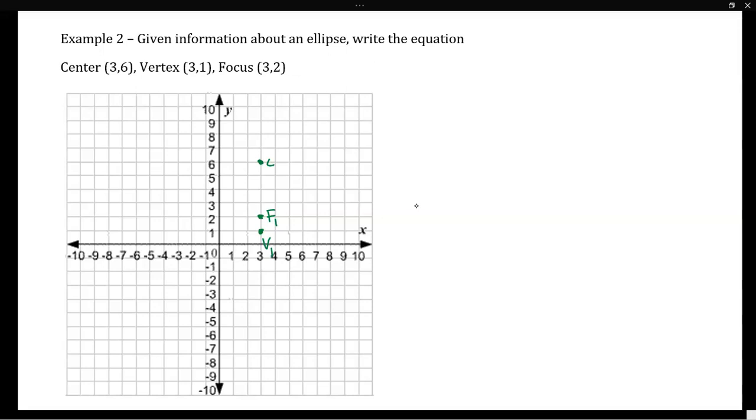Now, because our focus is in line vertically with the center, we know the vertical axis is the major axis. Cool. And so now, to get the length of the major axis, well, from the center to the vertex, all we have to do is count. So we go down 1, 2, 3, 4, 5. So we know B is equal to 5.